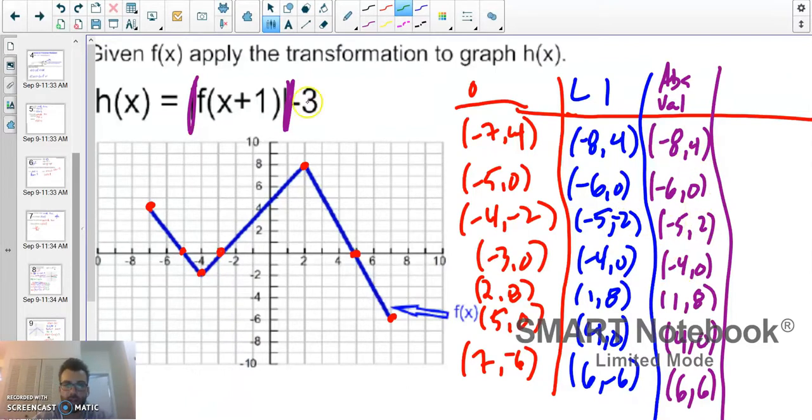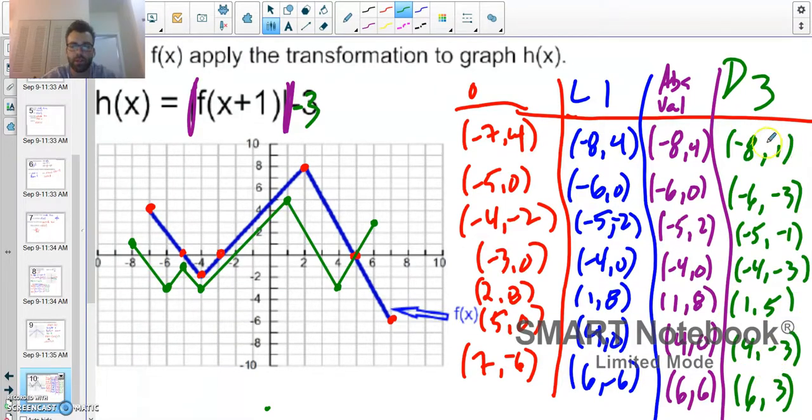Our last thing is -3, which means down 3. So I'm going to subtract 3 from every single y value. Go ahead and do that. That down 3 shifted everything down 3, subtracting 3 from my y's, and then I graphed my final function, thus concluding our transformations. All right.